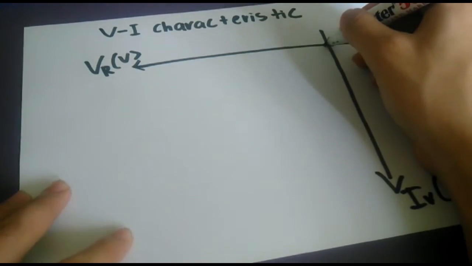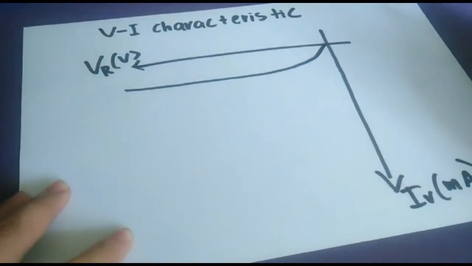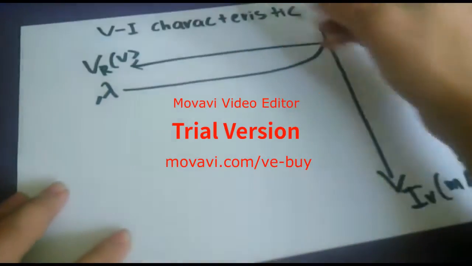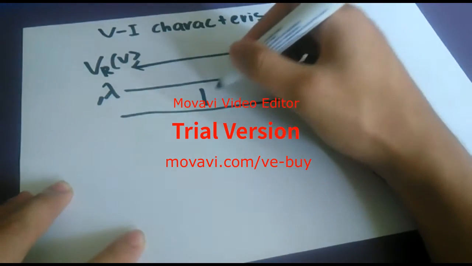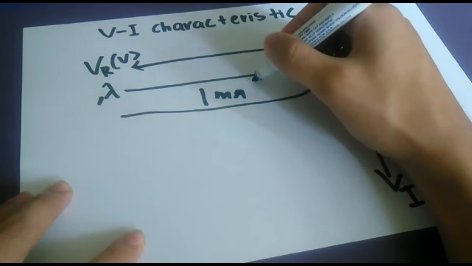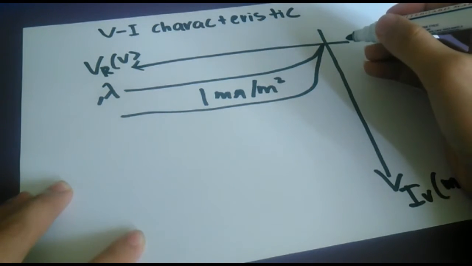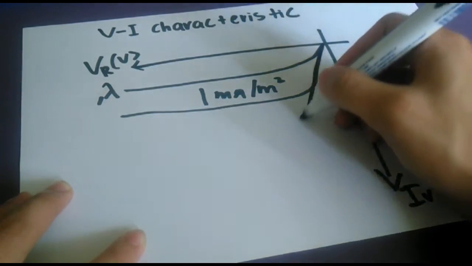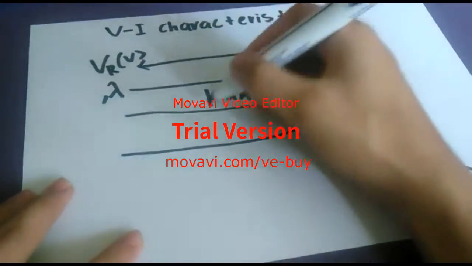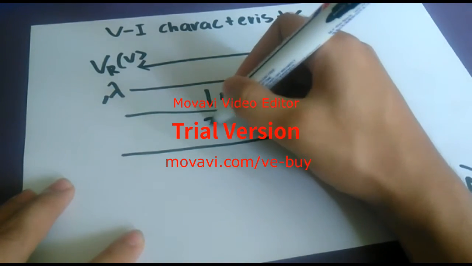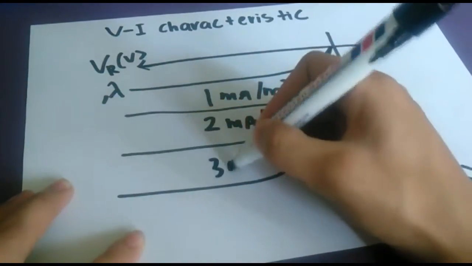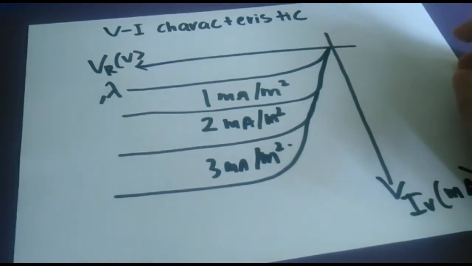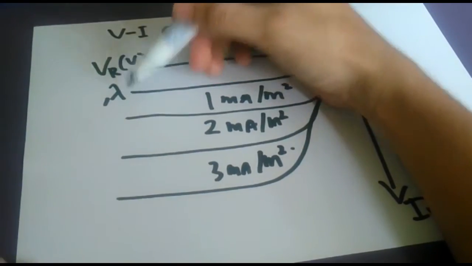And the first line is called lambda. Second line with 1 milliampere per meter square. 2 milliampere per meter square. 3 milliampere per meter square. And this can be called dark current.